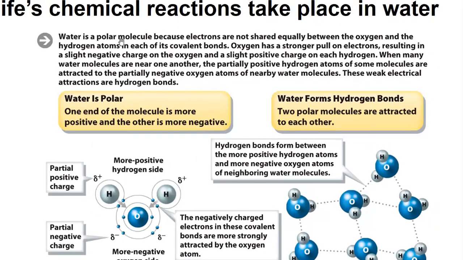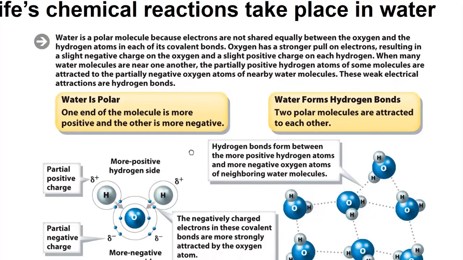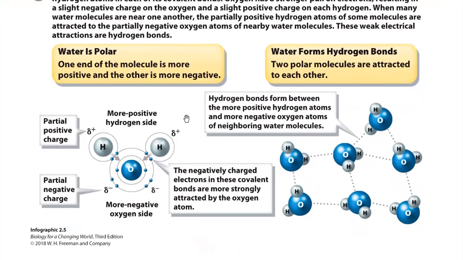So water is polar because the electrons are not shared equally between the oxygen and the hydrogen atoms in each of its covalent bonds. Okay. And everything that's in here, pretty much I've already explained it in my own way, but feel free to read it. So we have that situation. Now, when you have a molecule that is doing equal sharing, it is going to be called non-polar covalent.